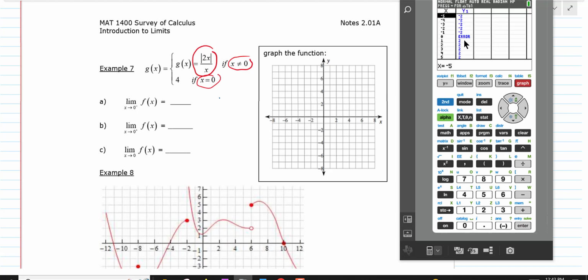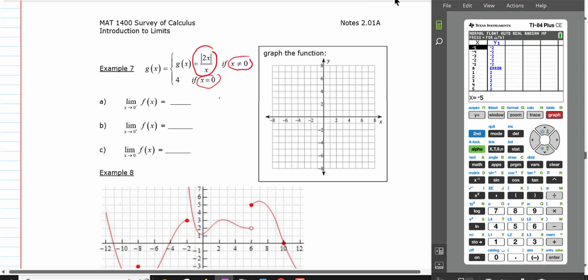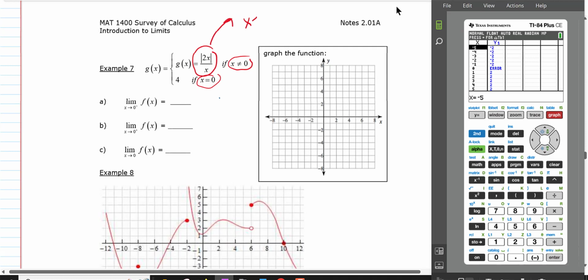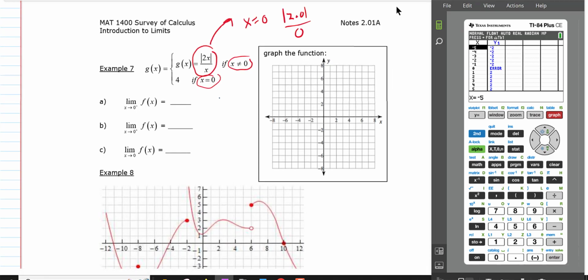So the first question I'm going to ask you is, why do you think it says error when x is 0? I talked about this last class. What do you think? What can't be 0? The denominator can't be 0, right? So if you look at this problem, what's happening is if x is 0, you get absolute value of 2 times 0 over 0, and you can't divide by 0. That's why there's an error.